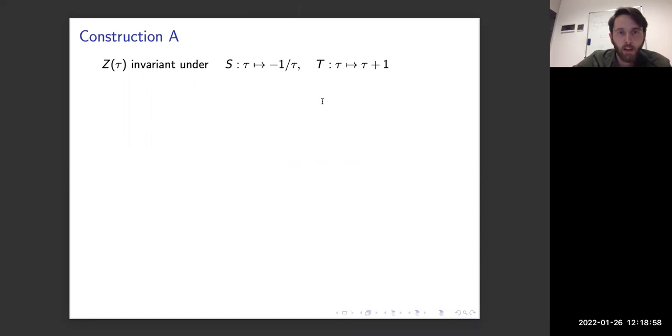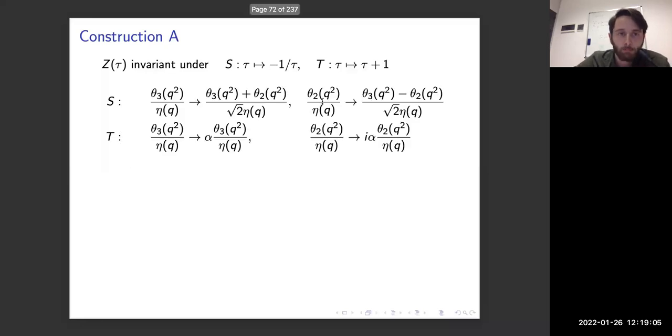So if we want to define an invariant partition function, then it should be invariant under these two transformations, S and T, which act on tau this way.